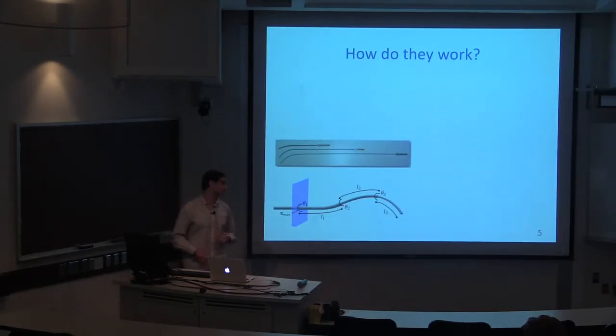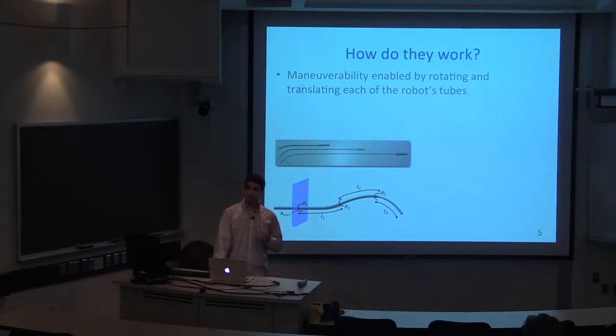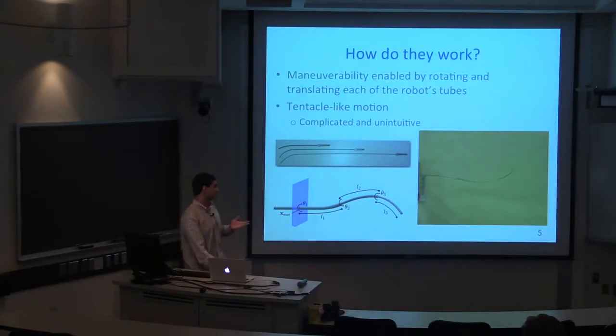And during a surgery, the physician may want to move this robot. And moving this robot is enabled by rotating and translating each one of these tubes. So as you can see here, each tube has a theta and L parameter. And you may presumably expect that once the tubes are translated and rotated, the robot may have some unintuitive motion. So in this animation, you can see the tentacle-like motion of the robot, which is quite complicated and unintuitive.